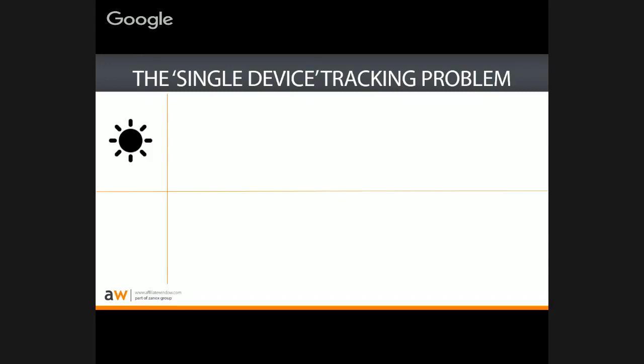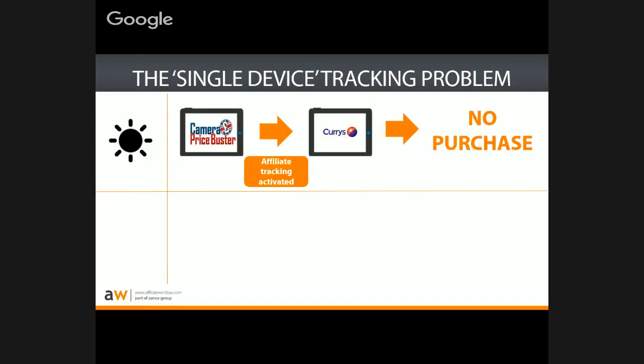In the morning, this would be a common journey. On the train, a user on their iPad goes to a publisher site, in this case, Camera Price Buster, and clicks through to Currys. At that point, on the click-through, some affiliate tracking is activated to know that that journey has taken place from a publisher site to an advertiser site. But as is quite common, on the iPad, on the train, squished between lots of other commuters, no purchase takes place at that time.